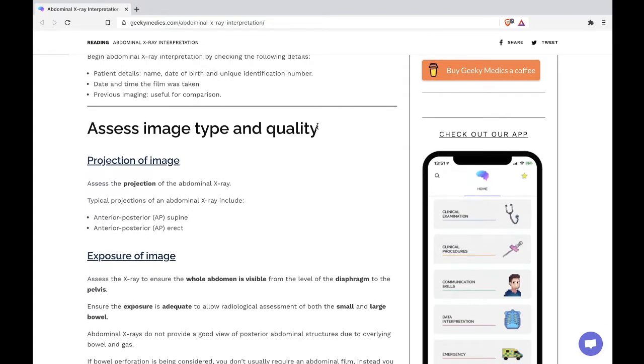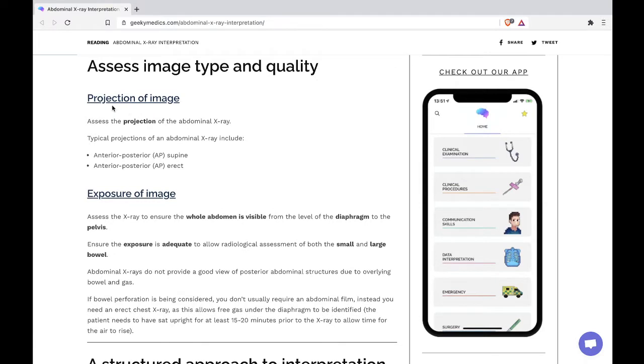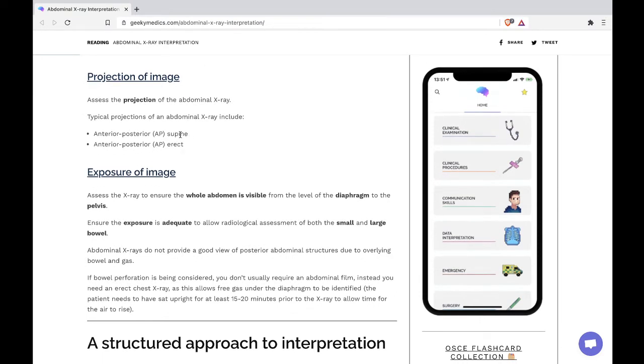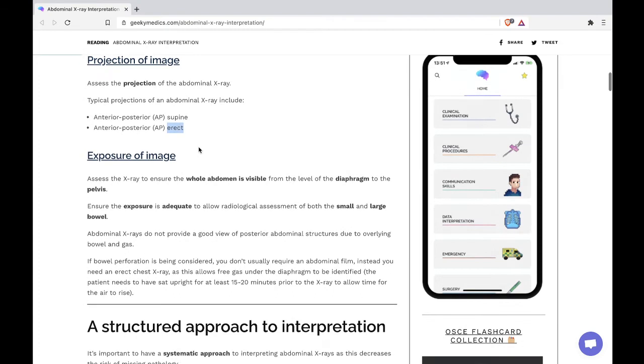Assess image type and quality. So what kind of image is it? The projection of the image. Assess the projection of the abdominal X-ray. Typical projections of an abdominal X-ray include anterior-posterior supine or anterior-posterior erect. So supine is when they are lying down and erect is when they are standing up.